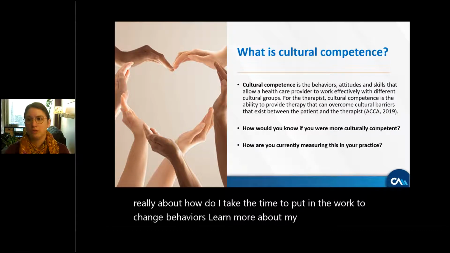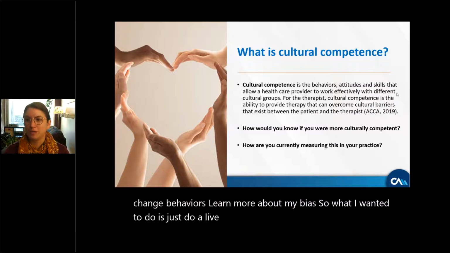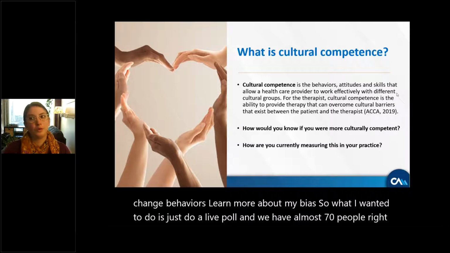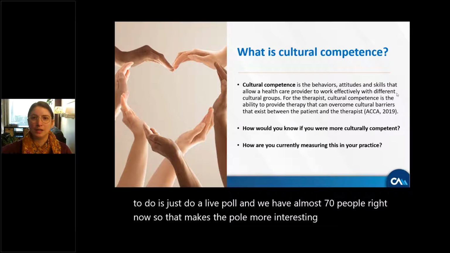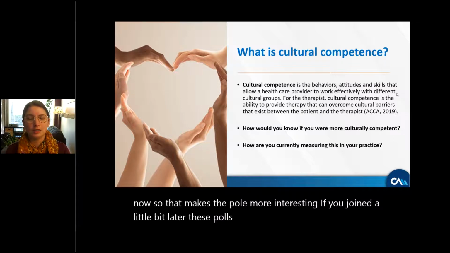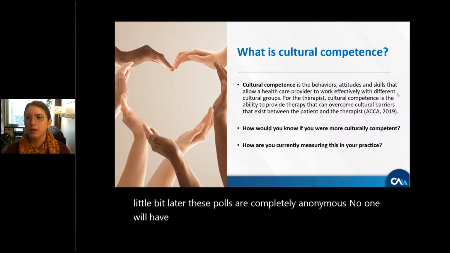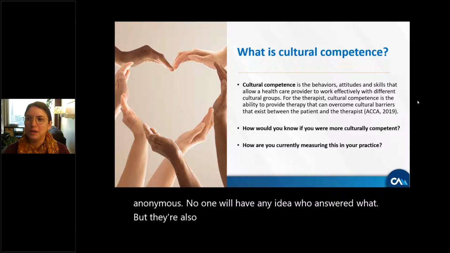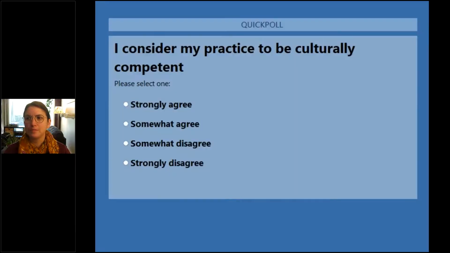So what I wanted to do is a live poll, and we have almost 70 people right now, so that makes the poll more interesting. If you joined a little bit later, these polls are completely anonymous. No one will have any idea who answered what, but they're also optional. So I'm going to launch this poll really quickly, just your classic Likert scale, and I'm going to give people a moment to consider how they would answer. I think it helps to give ourselves that level of self-awareness, and we'll see where the general outcome is.